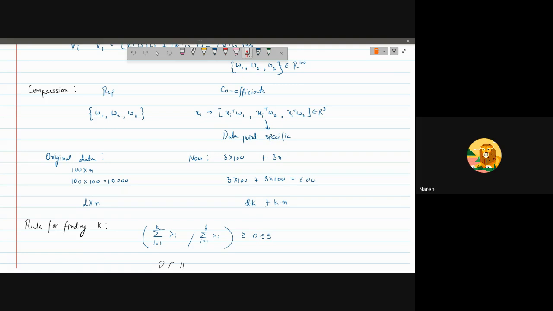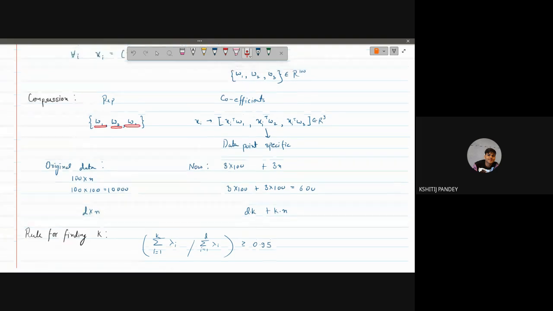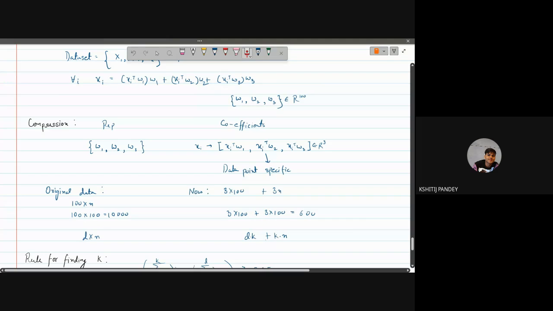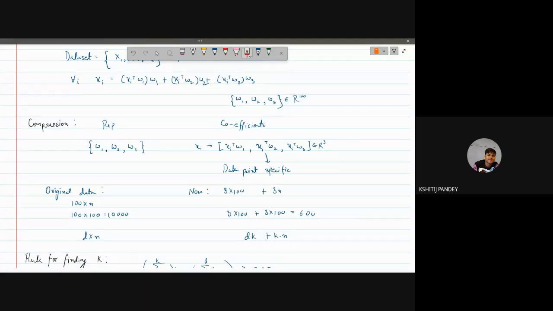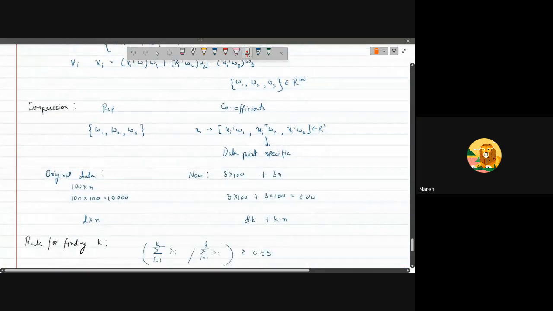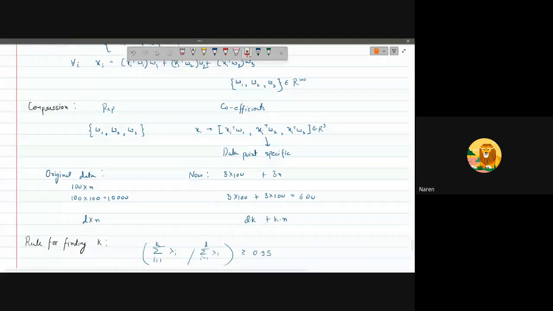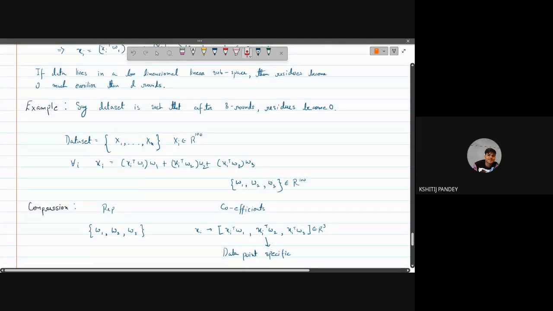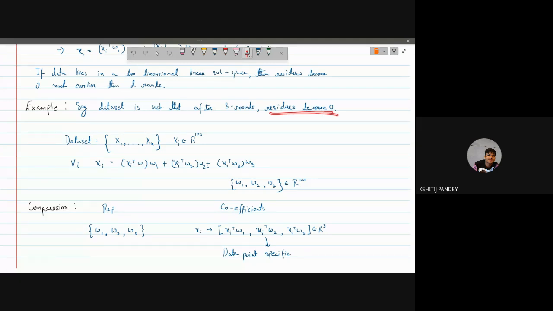Sir, how did you get this 3? These are the 3 vectors we are storing, the representative vectors. We concluded that all the data points are linear combinations of the w's. In this example, the data set is such that the error becomes 0 with 3 w's only. So we say the data set is such that after 3 rounds, the residue becomes 0. We are assuming that in this example. Yes, if the data lives in a lower dimensional subspace, it becomes 0 in 3 rounds.